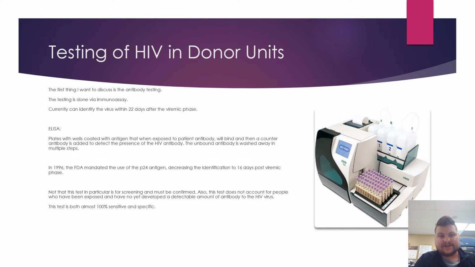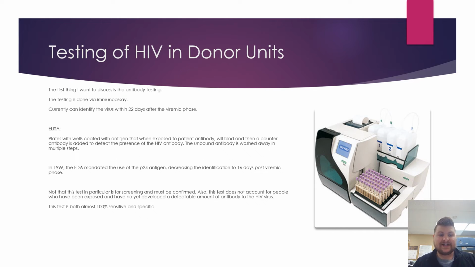ELISA, they're plates with wells, they're coated with antigen, and when you expose it to the patient antibody, it's going to bind. And then you use a counter antibody that's going to come in, bind to that initial antibody, and that's going to be what you detect. Your unbound antibody is going to be washed away in multiple steps.